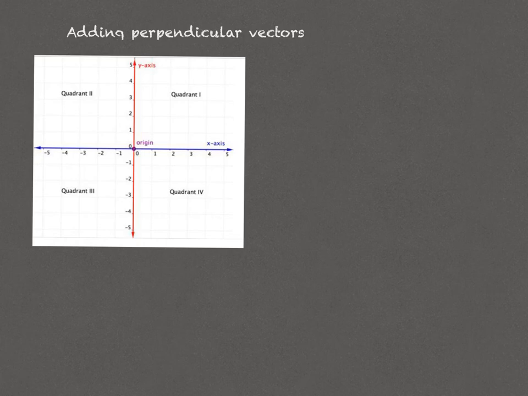Hi everyone, in this video we're going to be adding perpendicular vectors and hopefully generate a procedure for it. So let's start a vector here. Let's get it on the x-axis. That vector is going to be pointing this way. I don't like that. Let's try again. There we go, that's better. And we'll call that one ax. Then we're going to have a y vector that's going to start at the end of the last one. So that's a y.